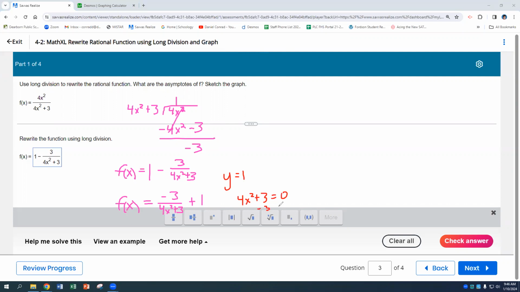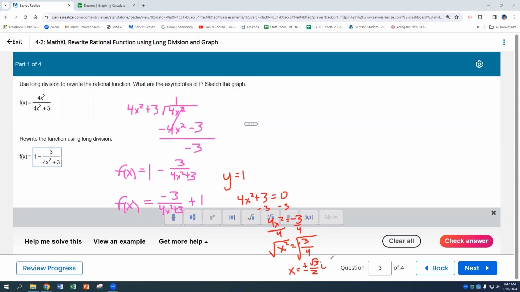Well, let's find out. We're going to subtract 3 on both sides. You get 4x squared equals -3. We're going to divide by 4 on both sides. We get x squared equals -3/4. We take the square root of both sides. And we have a problem because this is going to give us an imaginary number, right? This is going to give us plus or minus a square root of 3 over 2i, right?